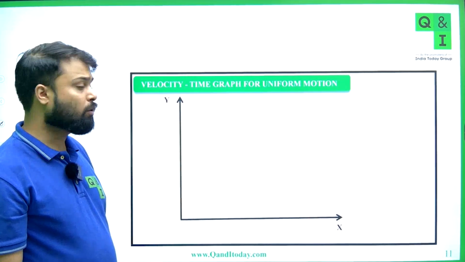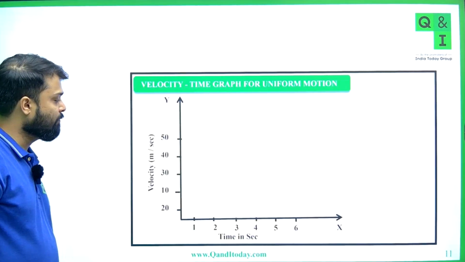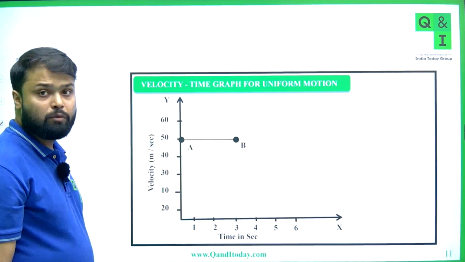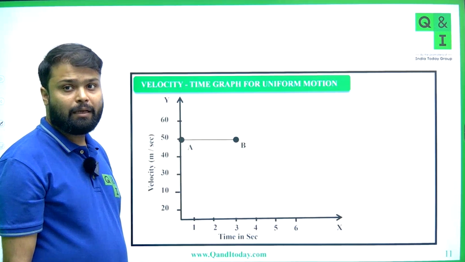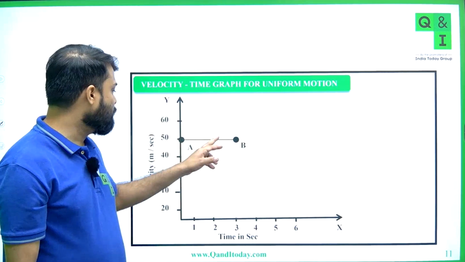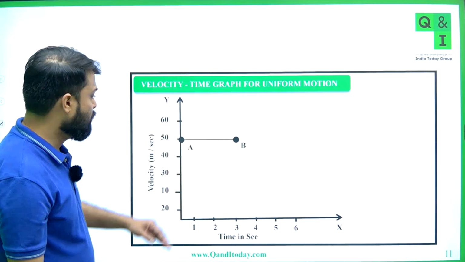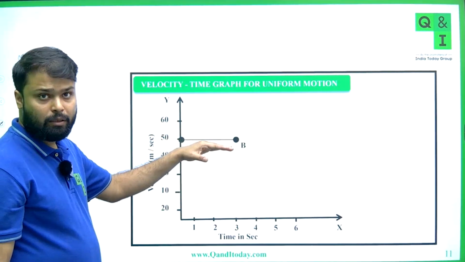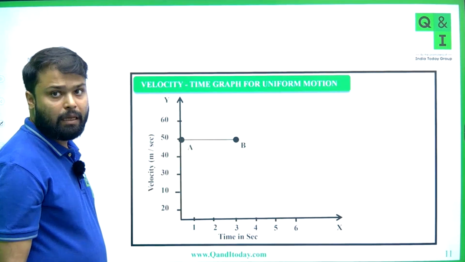Okay, velocity, very good. Now we have different values of time and different values of velocity. Suppose a body is going from A to B. Can we say that from A to B, velocity is the same, that is 50 meter per second, because from A to B the body is going in a straight line? Yes or no? It is a horizontal line parallel to the time axis.